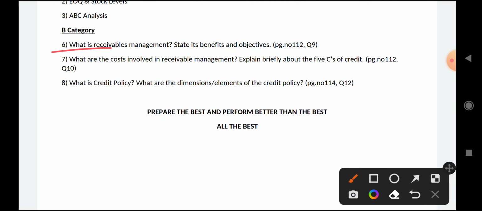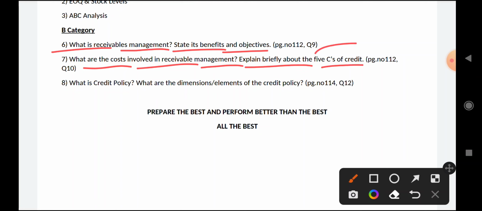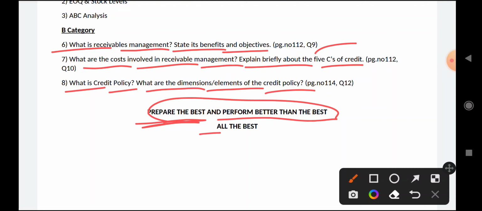And B category: write the receivable management, state the benefits and objectives of it. What are the costs involved in receivable management? Explain briefly about the 5 C's relating to credit policy. Okay, those you need to learn. Next, write about credit policy, what are the dimensions and elements of credit policy. This is another question.